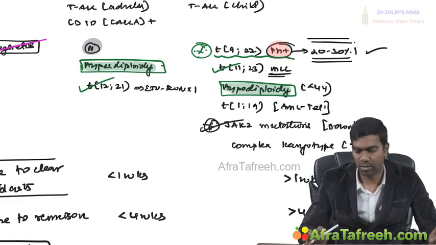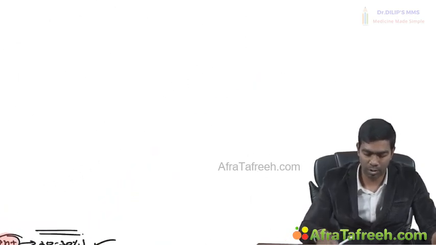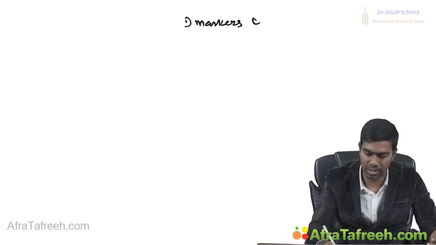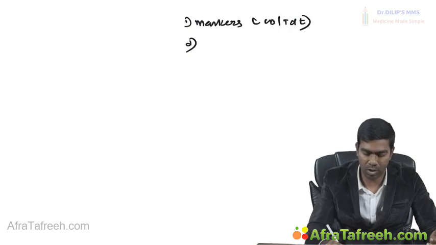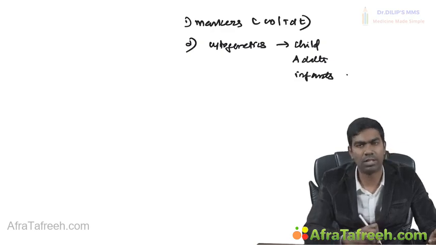If you know this much, it is enough for ALL, but most importantly, only 2 to 3 areas they will be asking you in ALL. Number 1, the markers of ALL, the CD markers, don't forget the CD markers and the TDT. CD markers and the TDT positivity are important for exam. And second, certain important cytogenetic classification: especially you have to know what is there in children, what you see very commonly in adults, and what are the cytogenetic changes in infants. So this is very important.